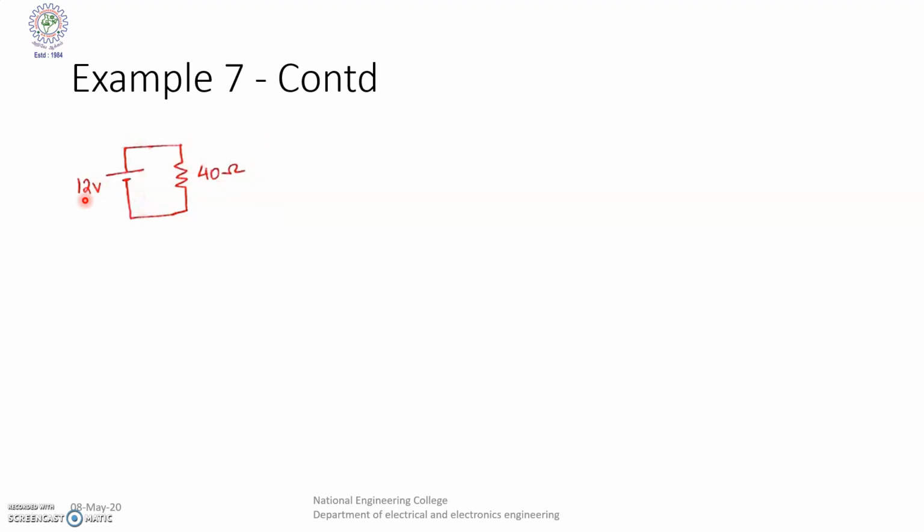So we know the value of voltage also. So by Ohm's law V is equal to IR, so we need the value of I. I is equal to V by R, which will be equal to 12 by 40. The answer will be 0.3 ampere. So this is the answer.